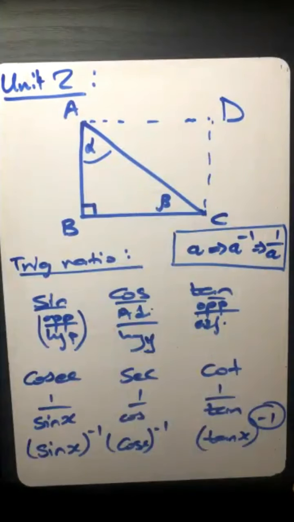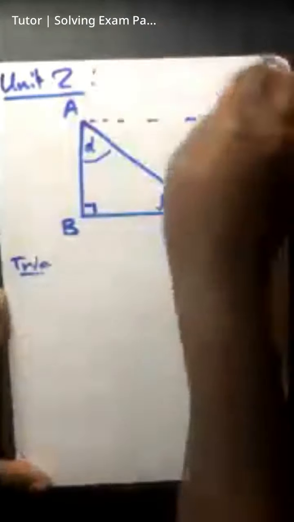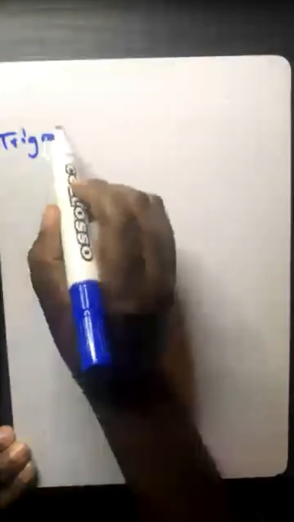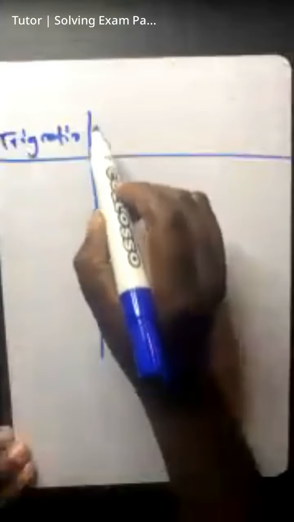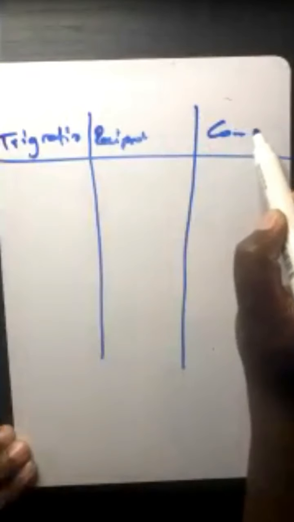So I think for now, I'll just remove all of this, then we move to a table that I want to quickly show you, which I think is going to summarize all of this. So it still falls under unit 2. So we have what we call a trig ratio, and again we have what we call reciprocal. Then from there, we can have a conclusion.